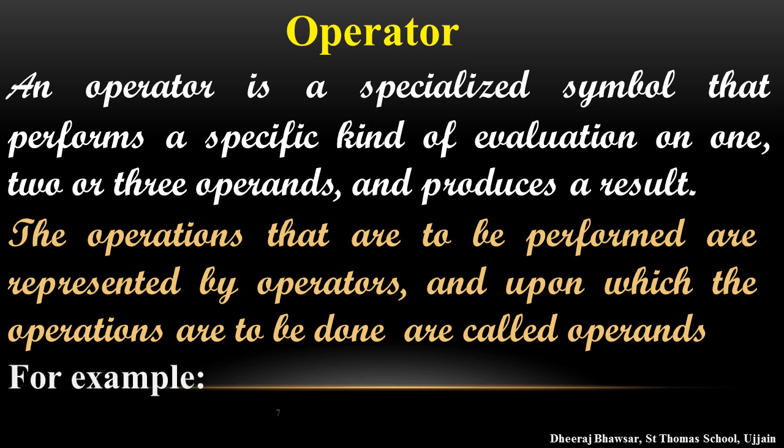For example, 7 plus 9. So 7 plus 9 is an expression consisting of two operands, 7 and 9, and an operator, plus. I am using the plus operator. The expression evaluates to 16. The types of the operator and its operands determine the kind of operation performed on the operands and the type of the result produced.